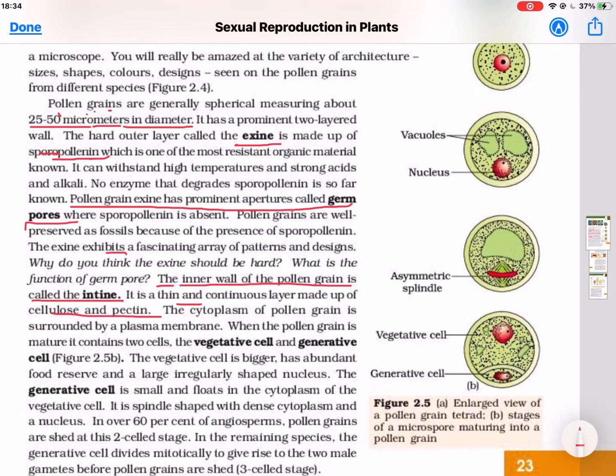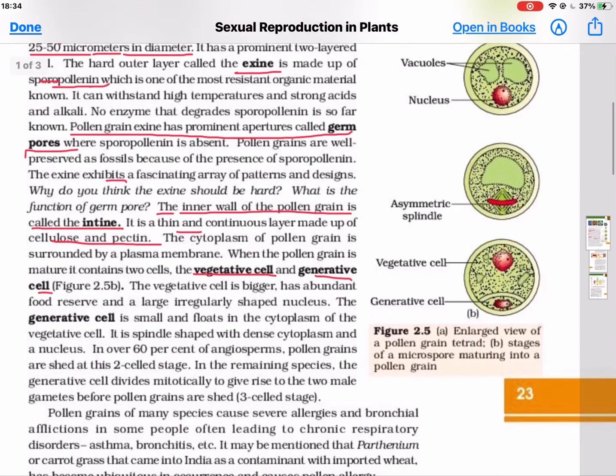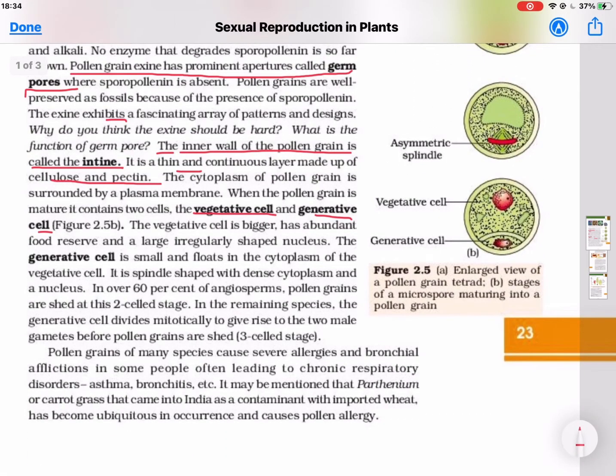The cytoplasm of the pollen grain is surrounded by plasma membrane. Inside, cytoplasm is present, then plasma membrane is present. When the pollen grain is mature, it contains two cells, the vegetative cell and generative cell. The vegetative cell is bigger and has abundant food reserve and a large irregularly shaped nucleus. The generative cell is small and floats in the cytoplasm of the vegetative cell.